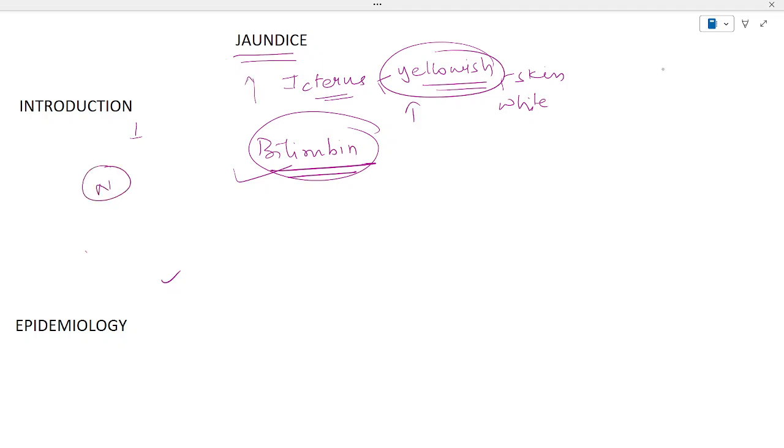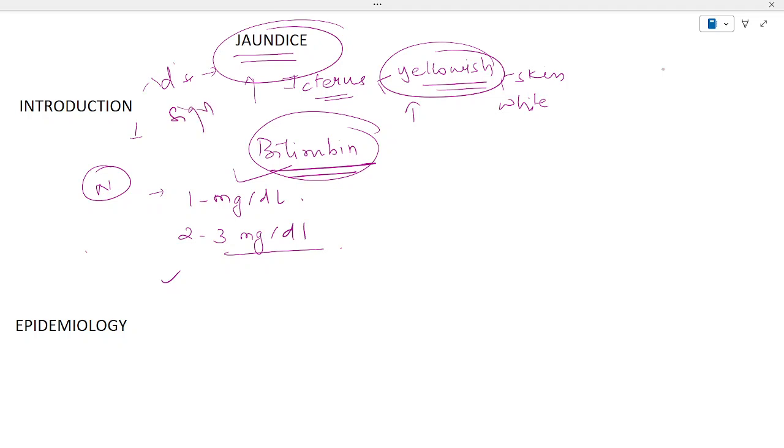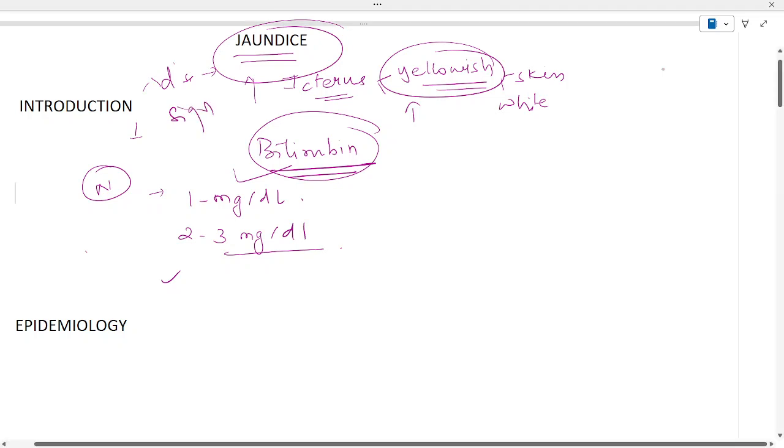The normal level of bilirubin is about 1 milligram per dl. But if its level rises to about 2 to 3 milligram per dl, we can say that the patient has high bilirubin, and typically it results in jaundice. And if we talk about jaundice properly, it is not a disease, it is a sign which is representative of many different diseases.